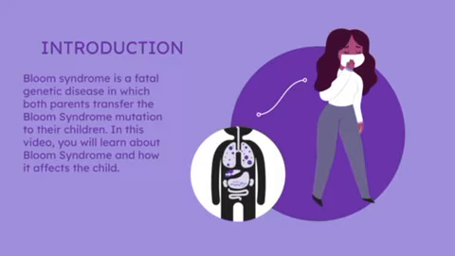Bloom syndrome is a fatal genetic disease in which both parents transfer the Bloom syndrome mutation to their children. In this video, you will learn about Bloom syndrome and how it affects the child.